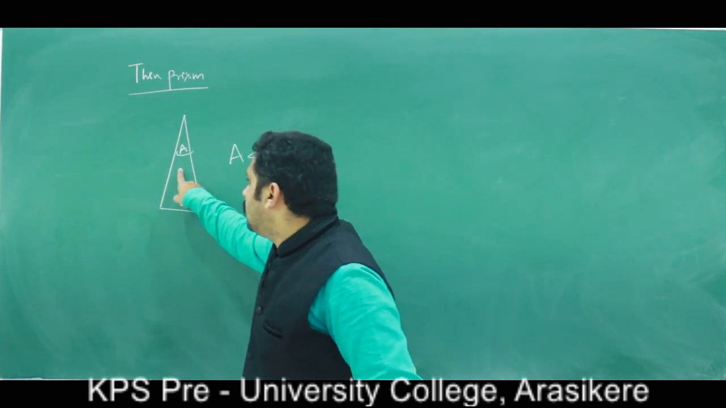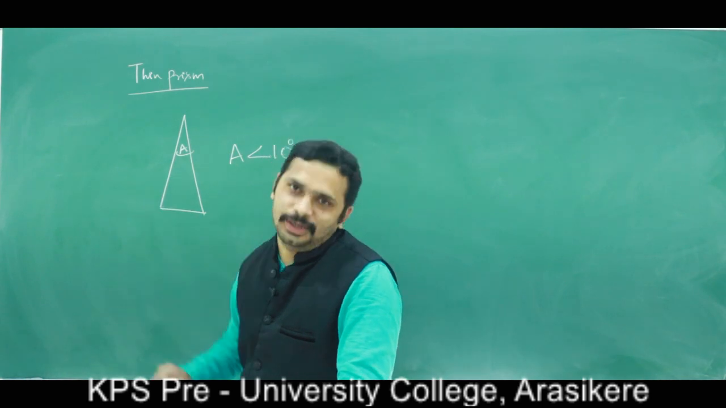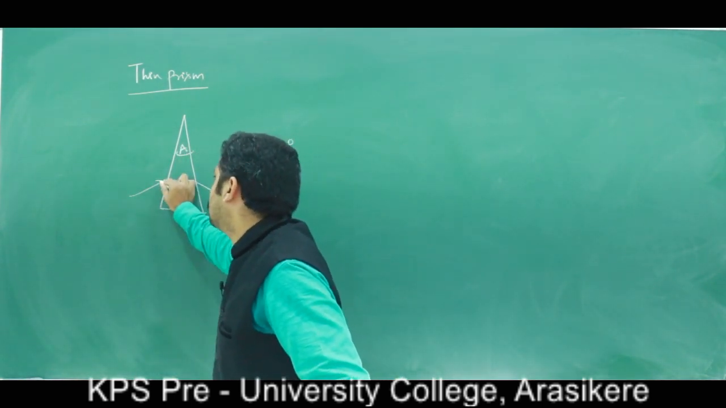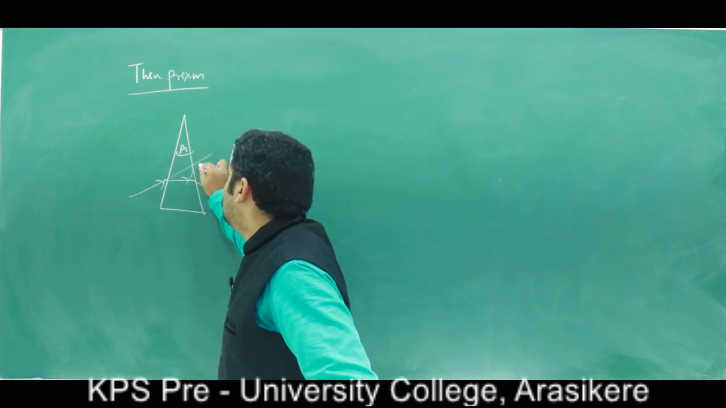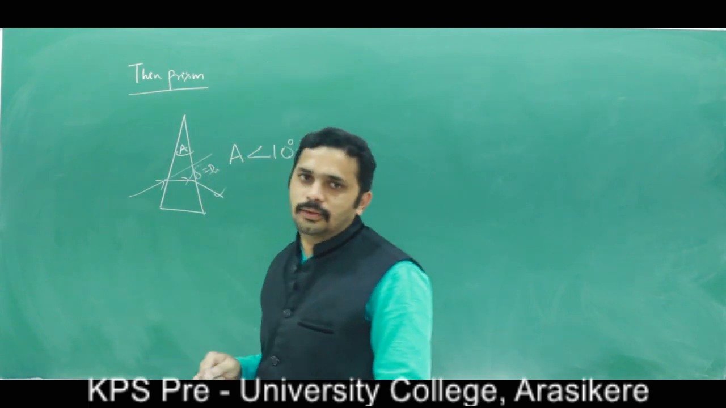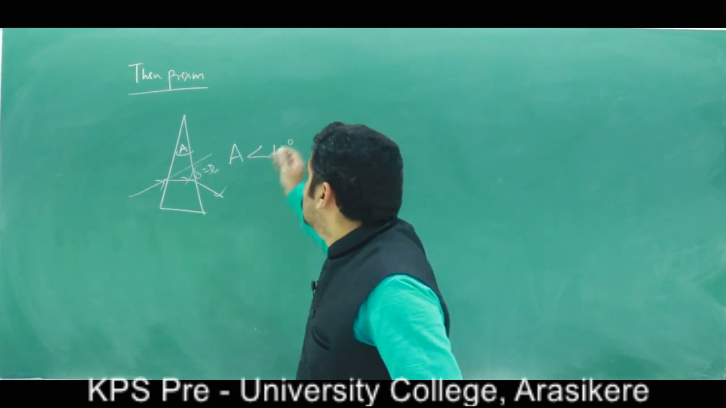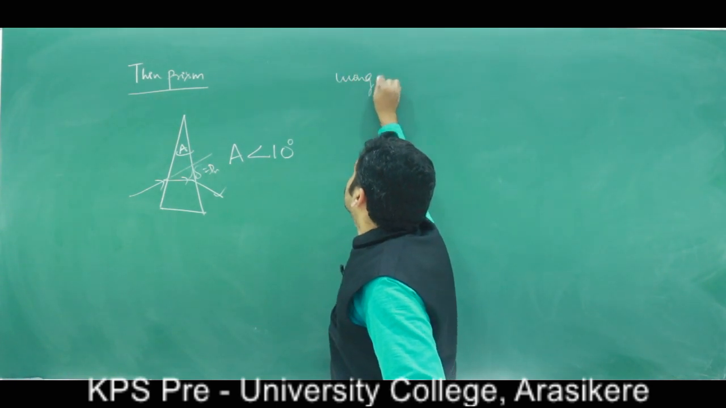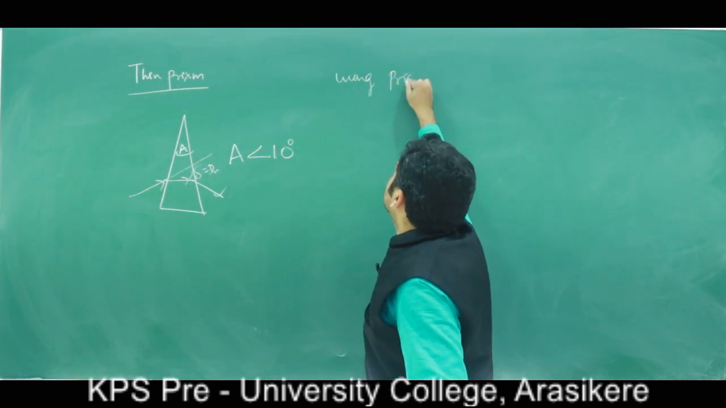Now, what is the deviation produced in the thin prism? Suppose this is the incident ray, this is the refracted ray, this is the emergent ray, this is the path. What is the deviation produced in a thin prism? Here I am using the prism formula. What is the prism formula? We know it.